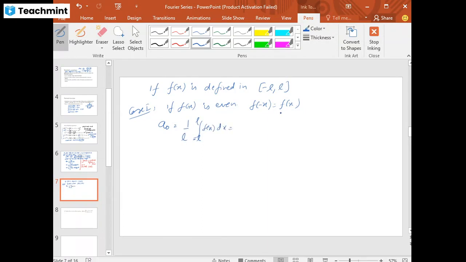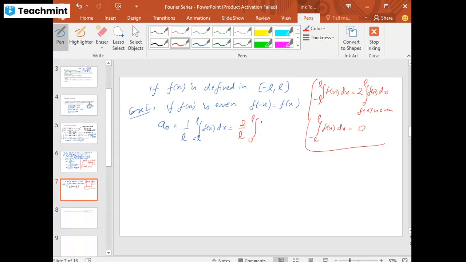Now, because your function is an even function, we can use the property that minus L to L f of x dx is equal to 2 times 0 to L f of x dx if your function is an even function. What is the meaning of even function? If a function satisfies this property, right? And if your function is odd, then minus L to L f of x dx is equal to 0, right? So in this case, this can be written as 2 upon L 0 to L f of x dx.